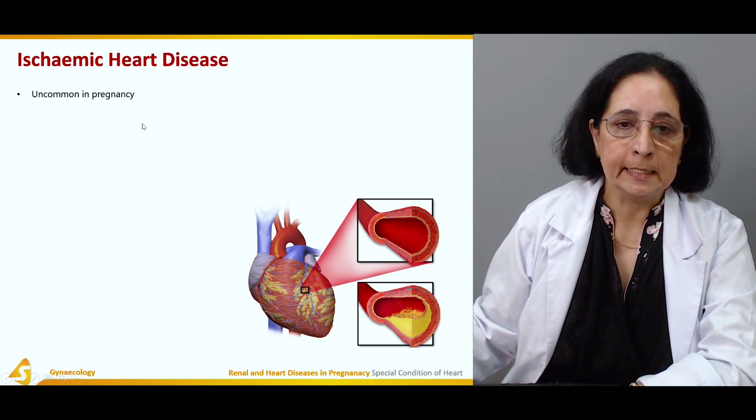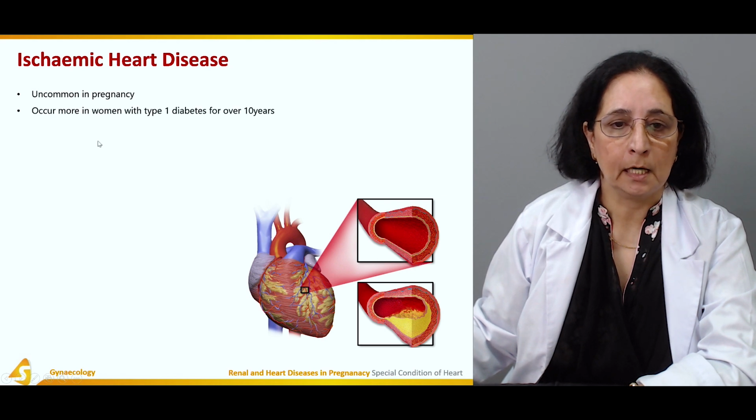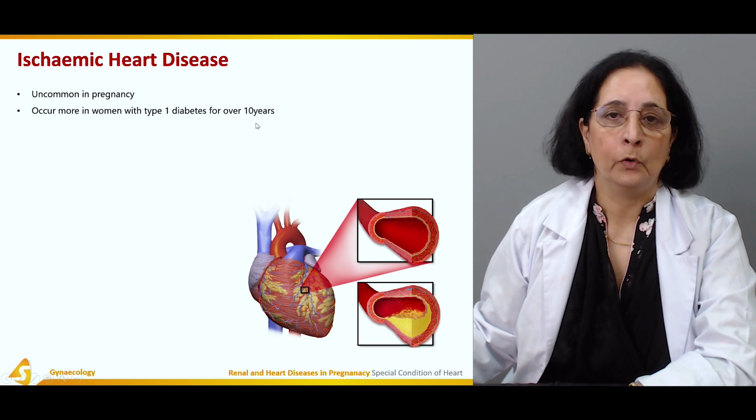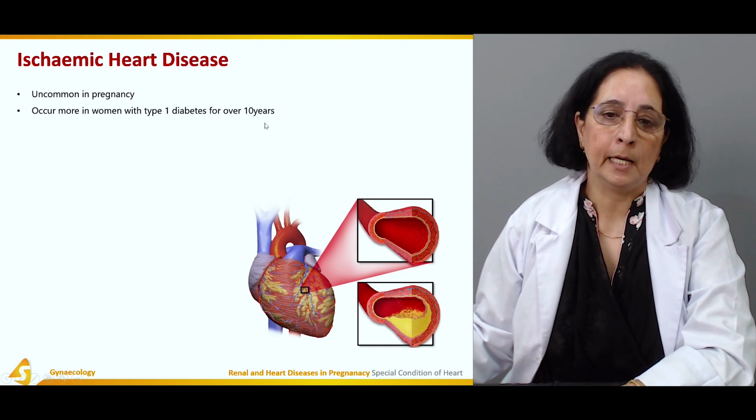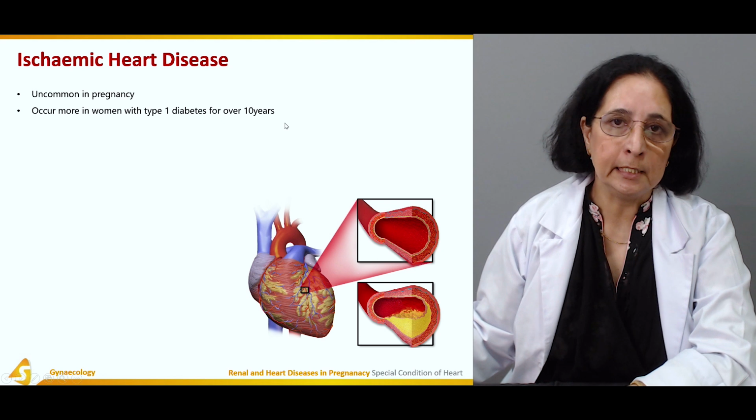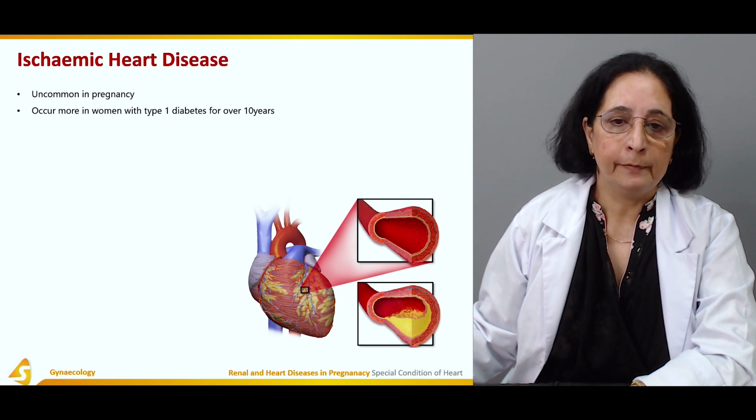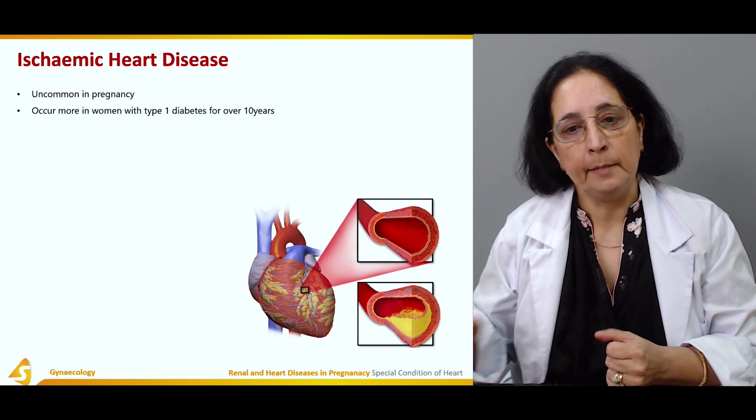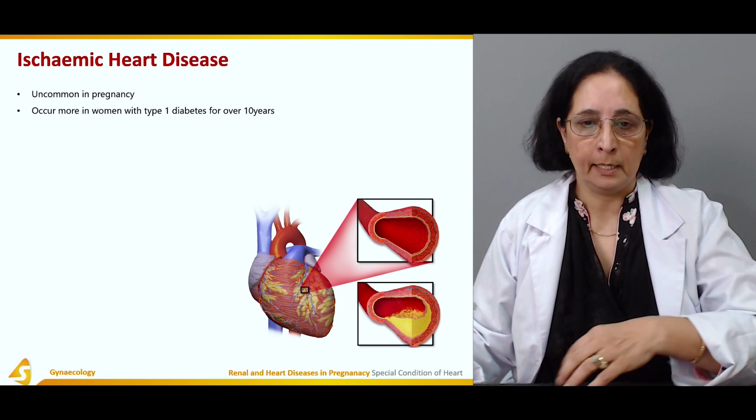Uncommon in pregnancy, ischemic heart disease occurs more in women with type 1 diabetes for over 10 years. Type 1 diabetes is the insulin dependent diabetes. So in women who have insulin dependent diabetes, ischemic heart disease is common.